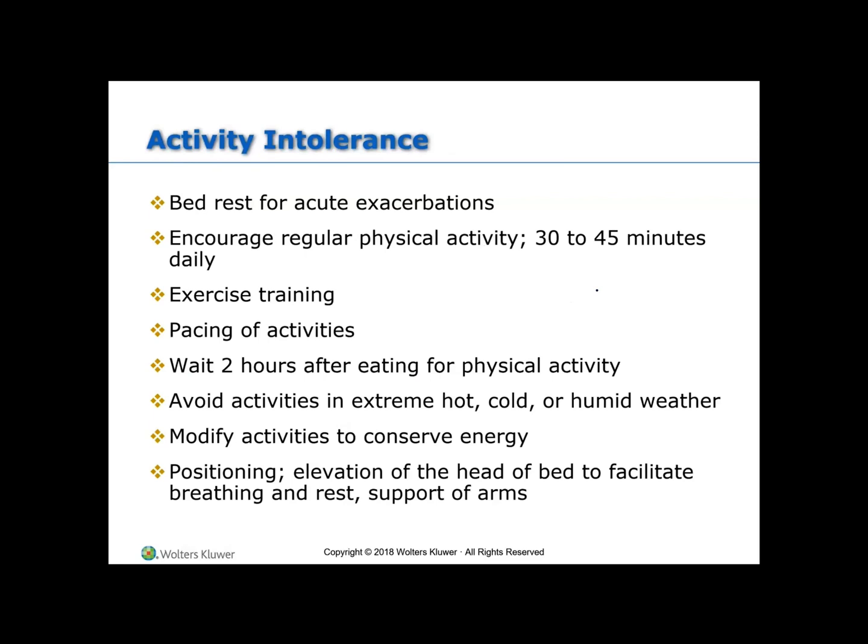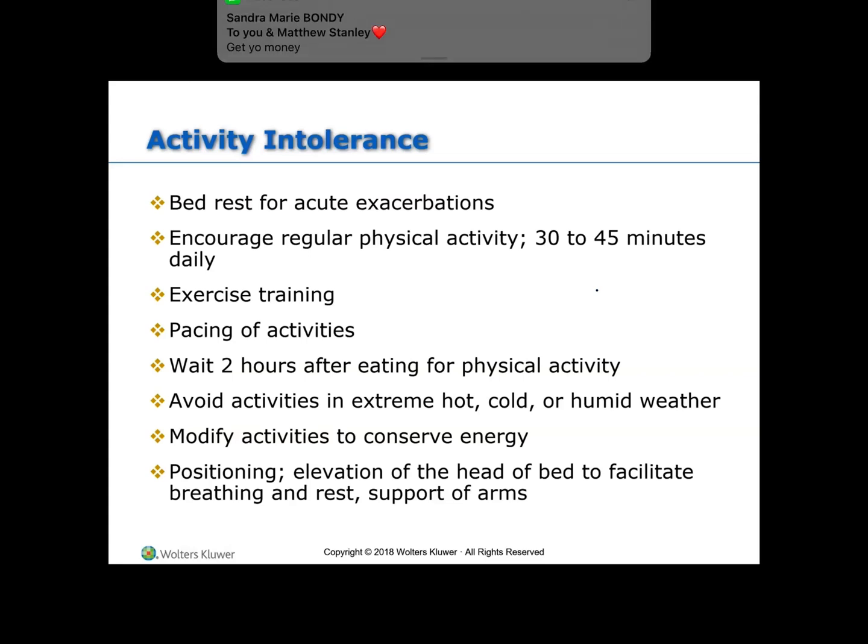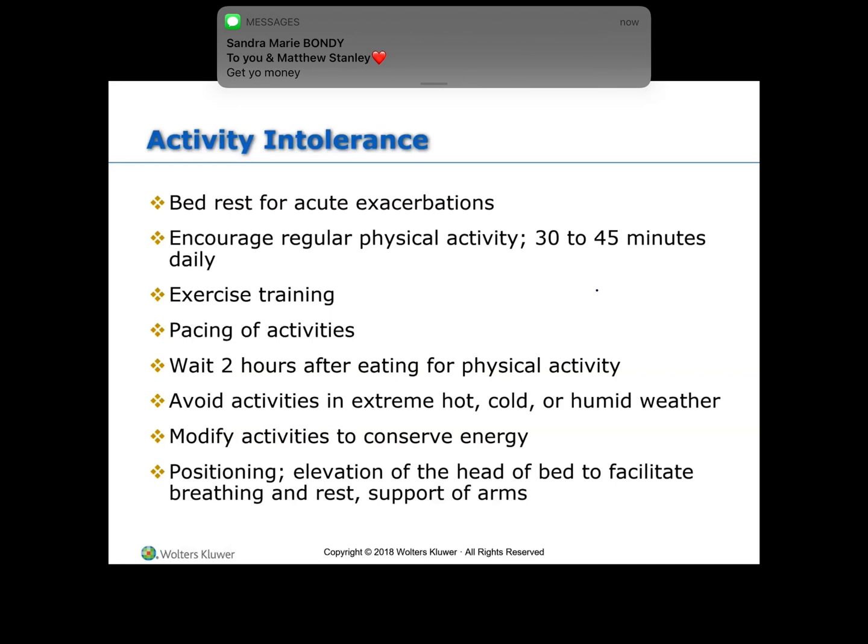What are you going to do for a patient that has activity intolerance? You're going to do bed rest. Encourage physical activity 30 minutes daily. Exercise training, pacing activities, wait 2 hours after eating. Avoid activities in extreme heat or cold. Modify activities and positioning. Elevate the head of the bed to facilitate breathing at rest, and support the arms.